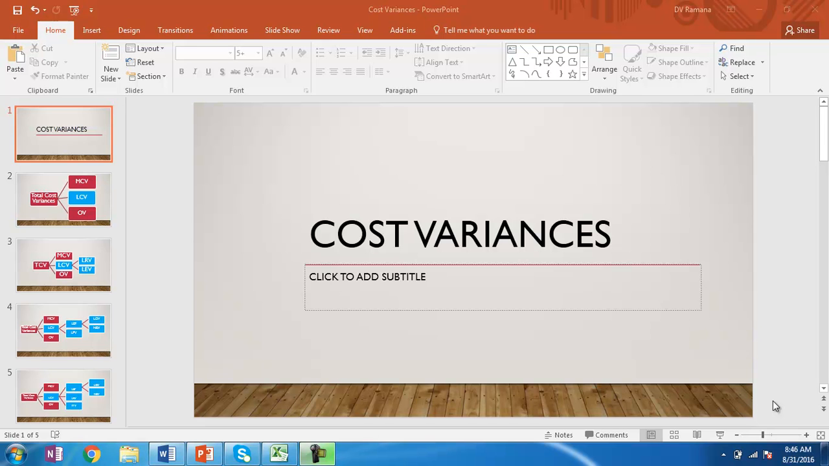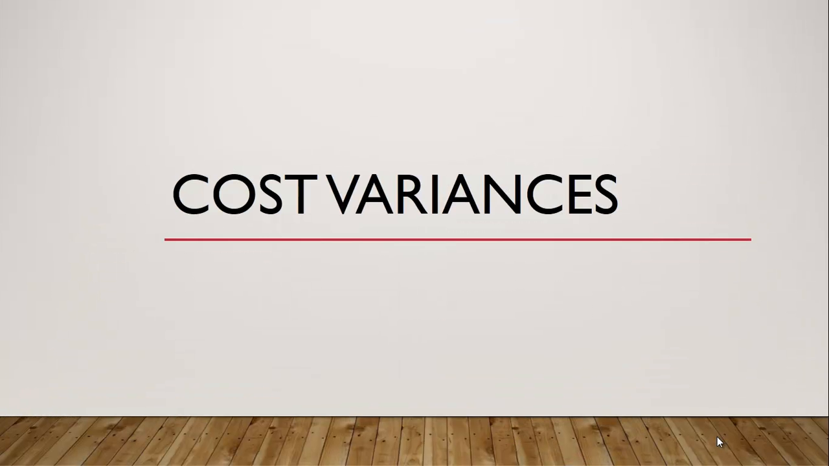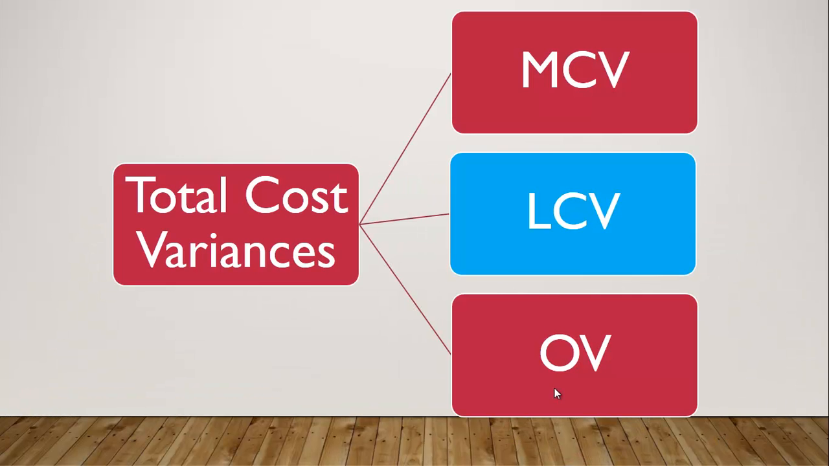Hello and welcome to our discussion on variance analysis. In this session we will try to focus attention on the cost variances, and the total cost variance is a summation of material cost variance, labor cost variance and the overhead variance. This variance is the difference between the standard cost and the actual cost.